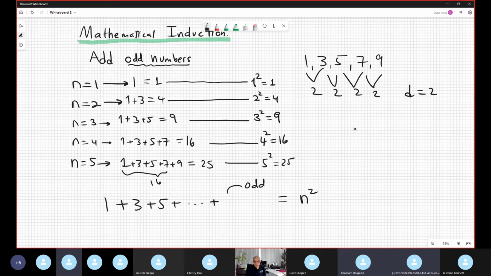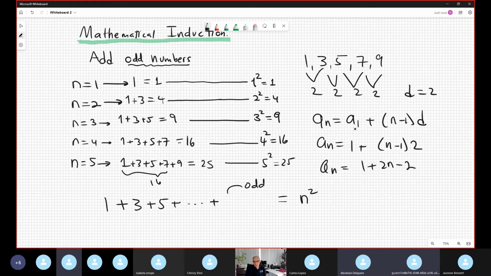And the formula is a sub n equals a1 plus n minus 1 times d. a1 is the first term, 1, plus n minus 1 times 2, so the a sub n term is 1 plus 2n minus 2, which is 2n minus 1. This formula, 2n minus 1, represents the sequence of the odd numbers. This is no secret. This is super elementary.